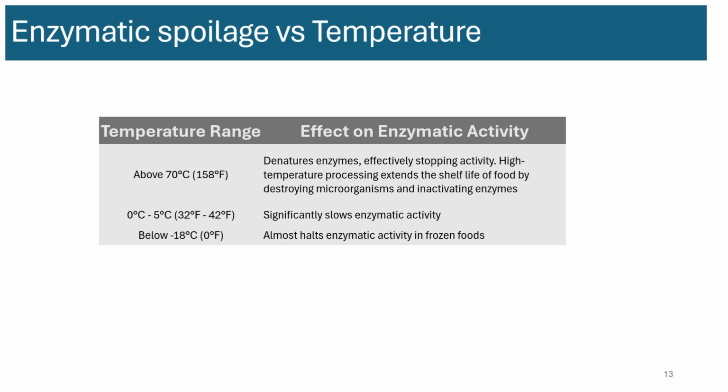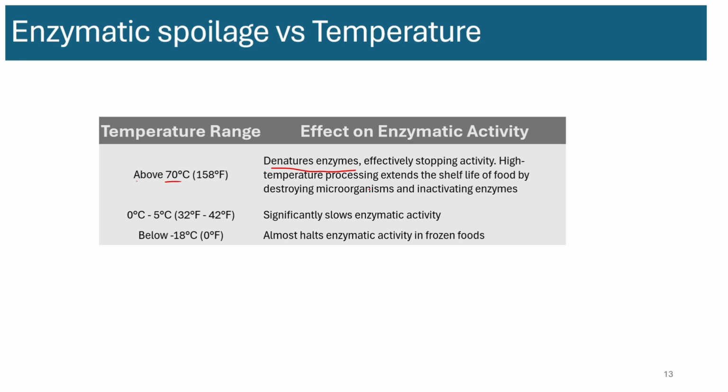All right. Now let's compare the spoilage due to enzymatic processes versus temperature. So if you think about the microbes, above 110 degrees C, all the microbes are killed or neutralized. Above 70 degrees C, most of the enzymes that cause the enzymatic spoilage are denatured. Okay, so they are also broken down, and now they don't have the enzymatic activity.